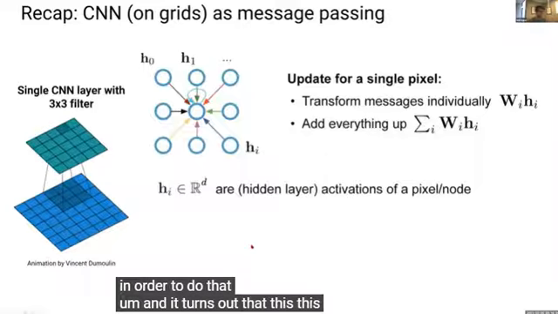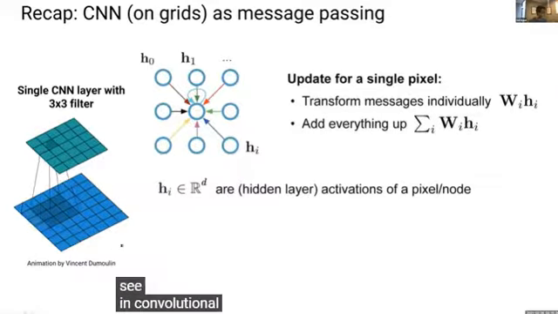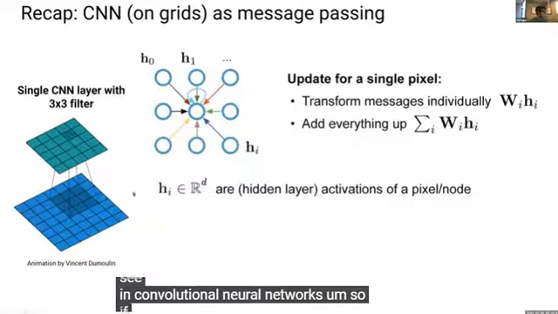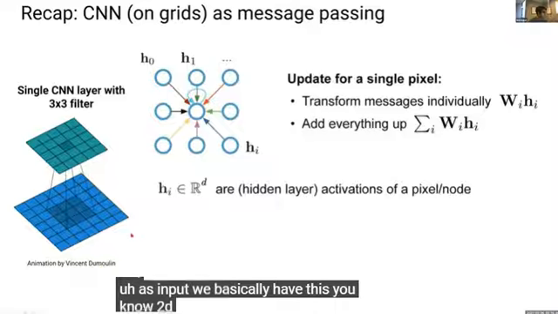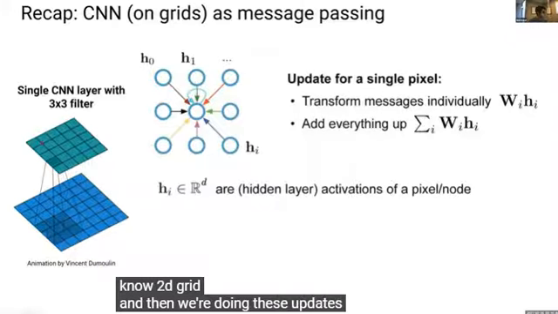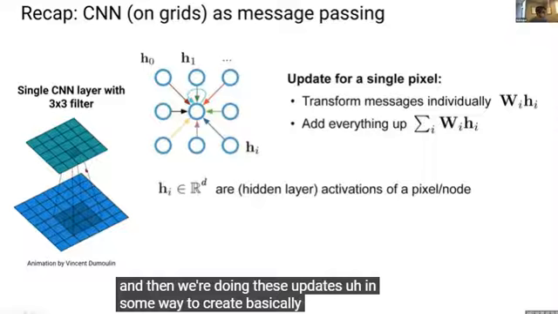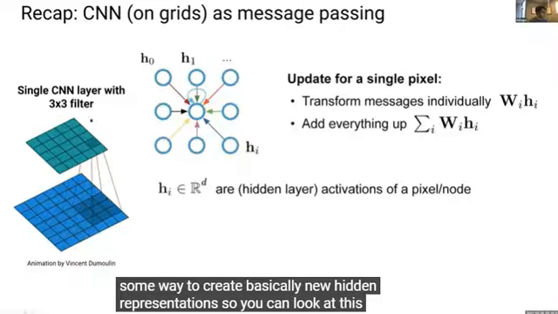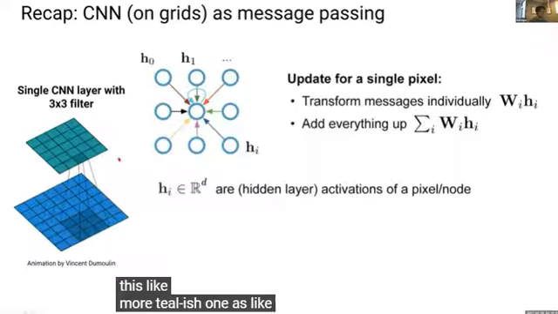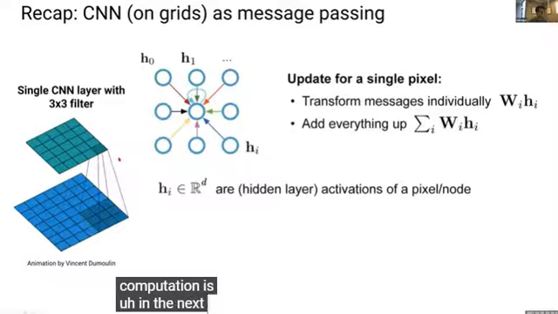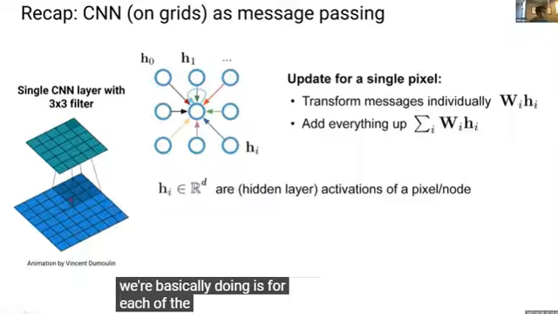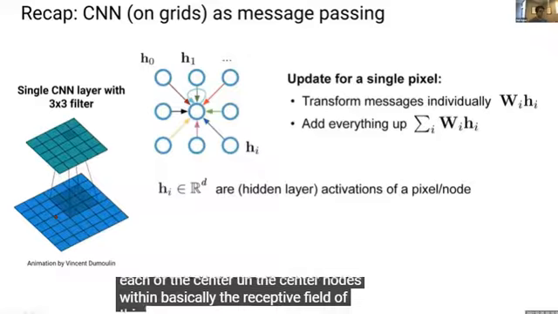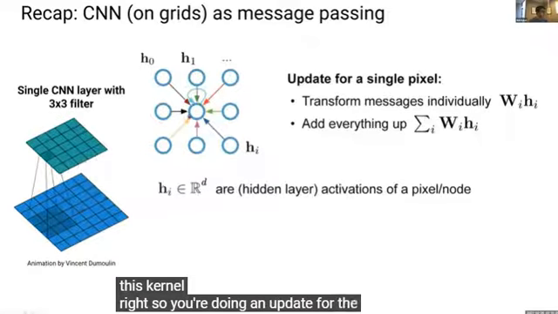And it turns out that this really isn't very different from what we see in convolutional neural networks. If you look at this animation on the left, as input, we basically have this 2D grid, and then we're doing these updates in some way to create new hidden representations. You can look at this tealish one as whatever the computation is in the next layer, right? So the update we're basically doing is for each of the center nodes within the receptive field of this kernel. You're doing an update for the center node.